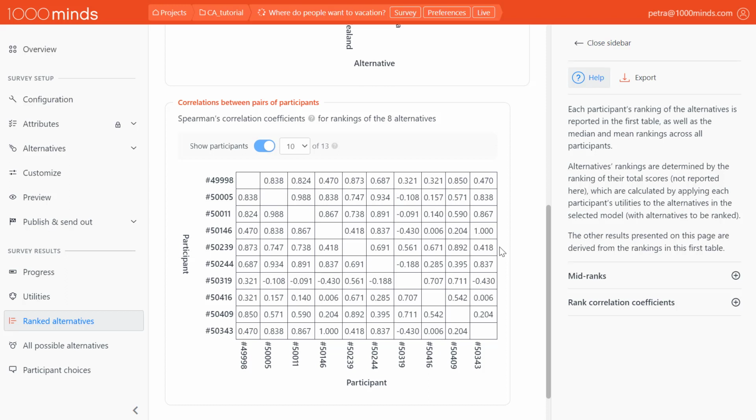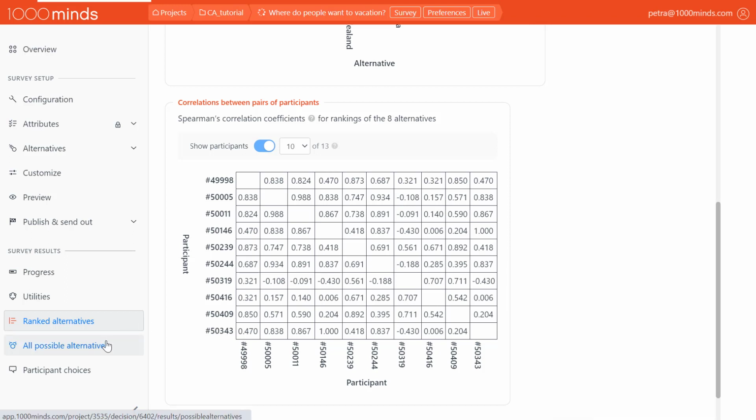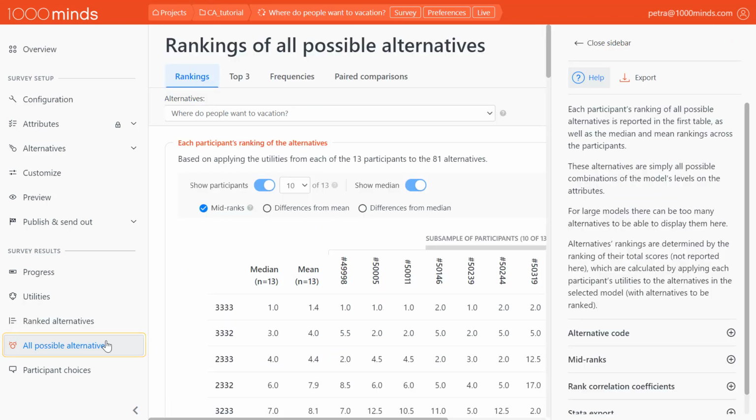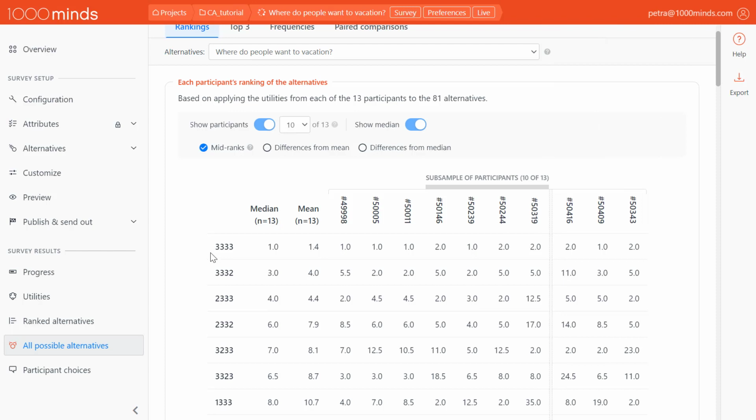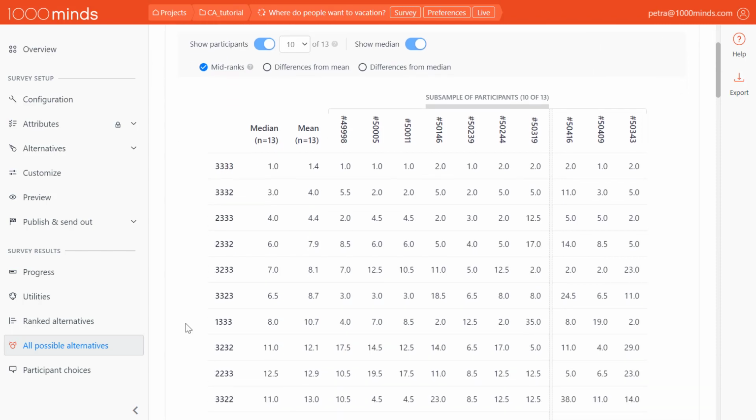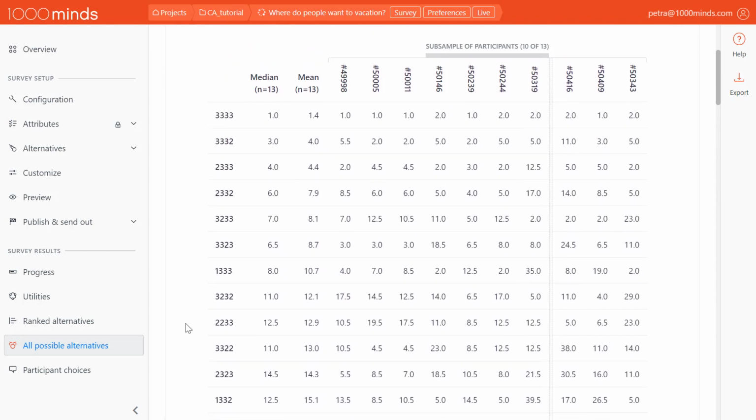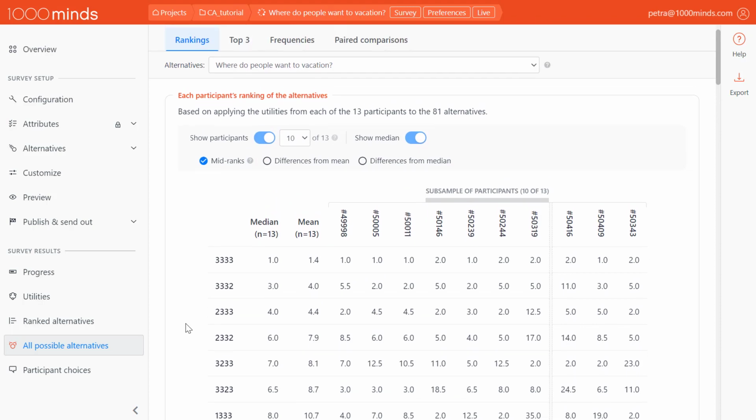To see what other alternatives could be possible with the attributes we specified and how those would rank in participant preferences, we can go to the All Possible Alternatives page. These aren't necessarily any real existing alternatives. It just shows us what would hypothetically be possible. However, this page can't be viewed if your model is too large.